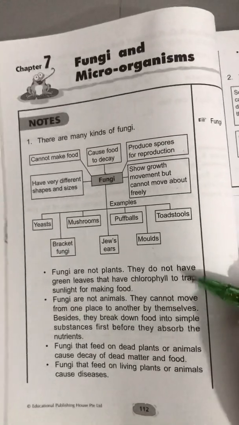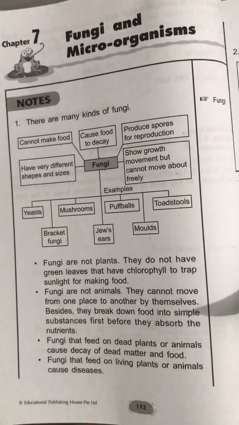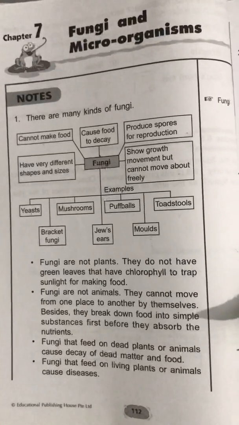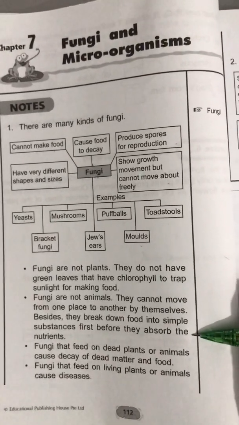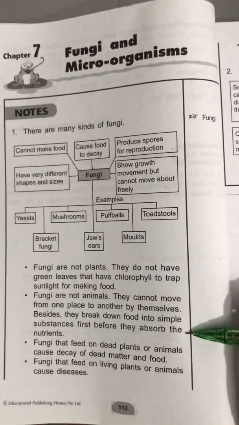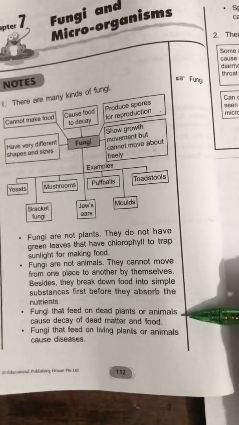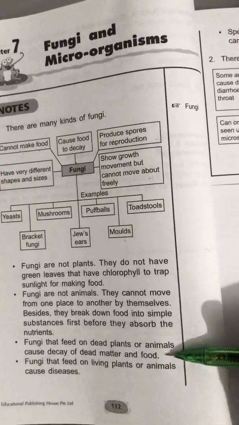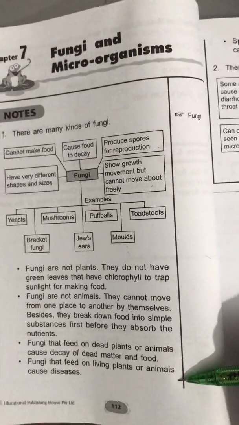They do not have green leaves that have chlorophyll to trap sunlight for making food. Fungi are not animals. They cannot move from one place to another by themselves. Besides, they break down food into simple substances first before they absorb the nutrients. It means they feed from other things, dead or alive. They feed on dead plants or animals and cause decay of dead matter and food. Fungi that feed on living plants or animals cause diseases.